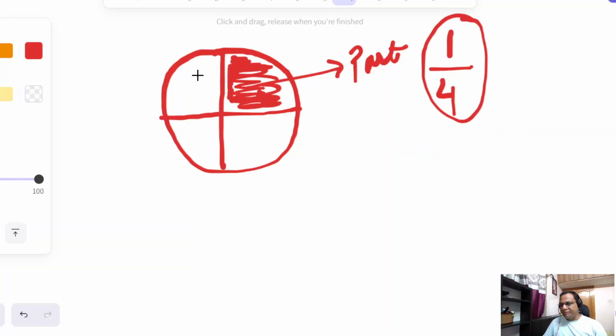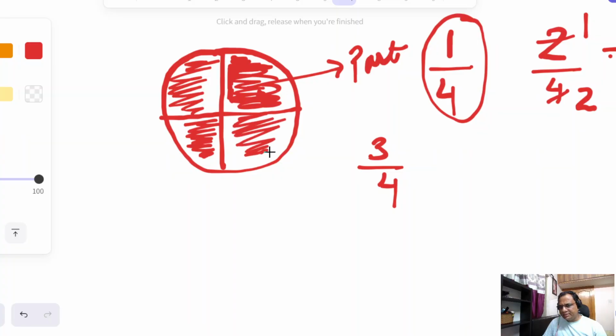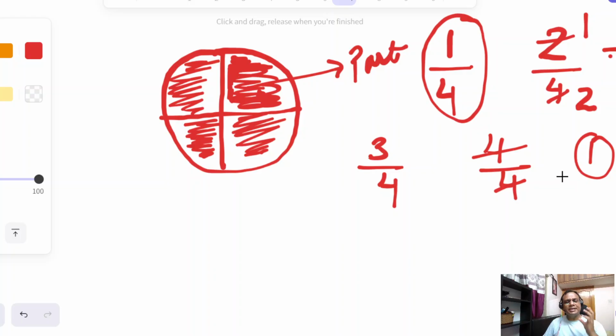If you shade the other one too, this becomes 2/4, which later on we'll learn how to reduce to the lowest term. You can even cancel, and that means half of the pizza. You have shaded half of the pizza. If you shade another one, that becomes 3/4. And if you shade the last one as well, that becomes 4/4, basically the whole pizza. So fraction means a part of the whole.